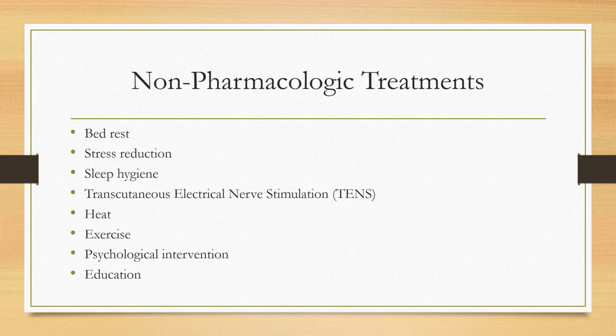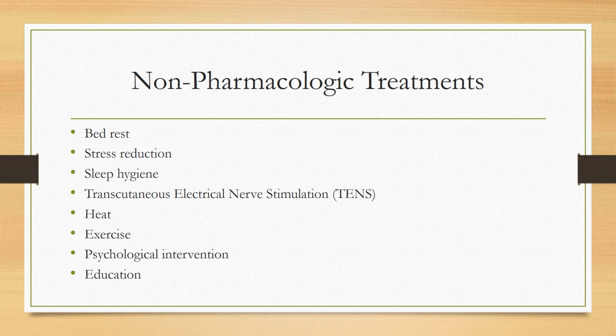So in the treatment of pain, we always stress our non-pharmacologic treatments first. This list is not all inclusive, but a couple good ones are always bed rest, especially for acute pain. You need to rest, you need to stay off it. Stress reduction is a good one, particularly for chronic pain, because stress can exacerbate pain. Sleep hygiene, good for both of them. A TENS unit, so you can actually buy these in stores and they apply direct nerve stimulation. It's kind of like a low-level shock, and it has been shown to improve pain.